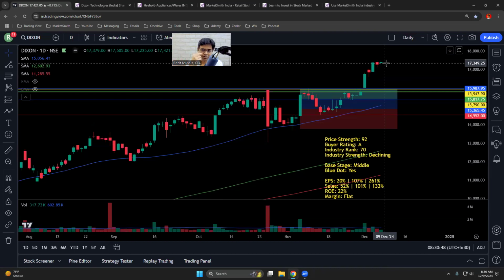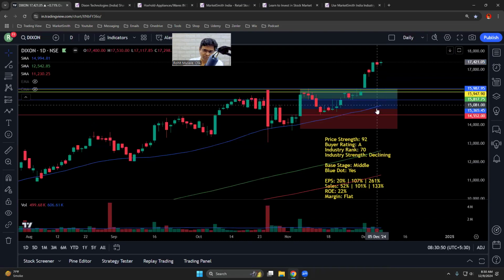So this is like a positional trade. As long as the stock remains above this blue line, which is the 50-day simple moving average, I would be less inclined to sell any shares of this stock. I have mentioned earlier that every trade is a story. So we will be tracking this story.